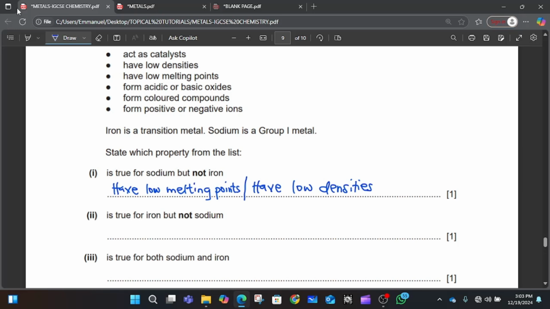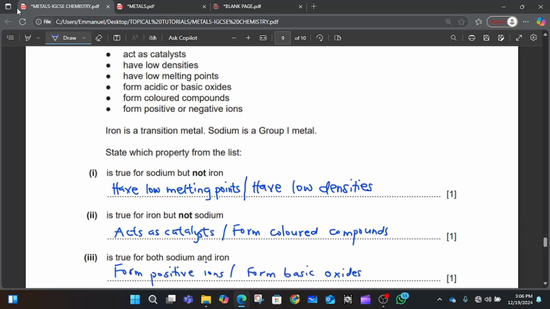Group 1 metals have low melting points or they have low densities compared to transition metals. II is true for iron but not sodium. Iron is a transition metal and so it can be used as a catalyst. Iron can also form colored compounds, but group 1 metals, including sodium, cannot be used as catalysts or cannot form colored compounds.